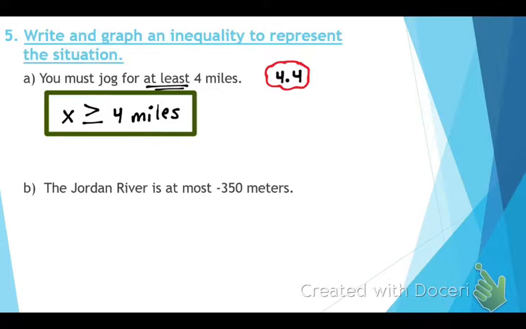I want you guys to try to do problem B on your own. Let's see what you got. Who would be willing to share what you came up with? Aubrey, what did you get? X is at most or equal to negative 315. Okay, so what did you write for your symbol? X. Okay, X is what?